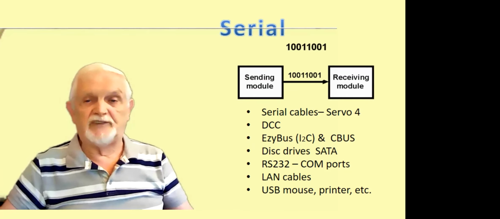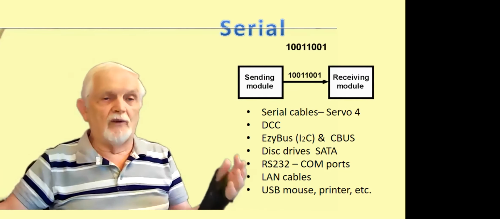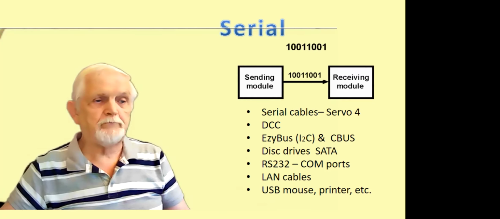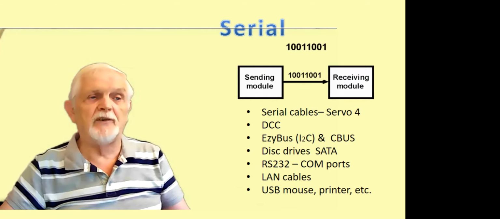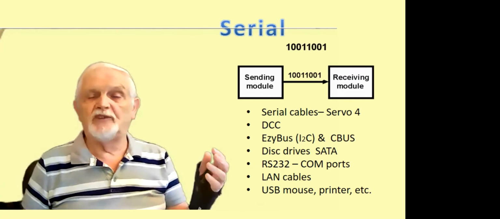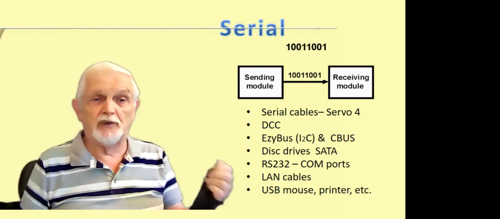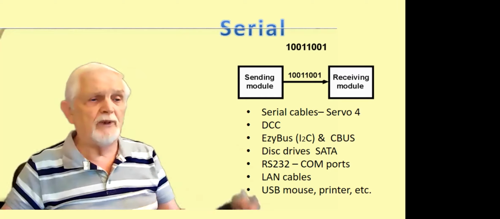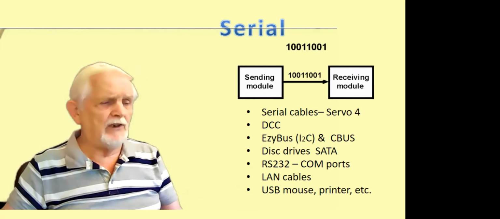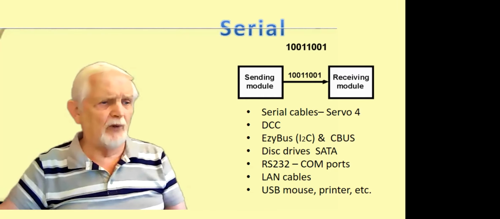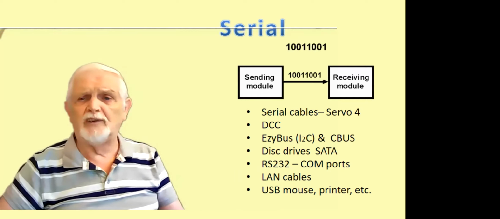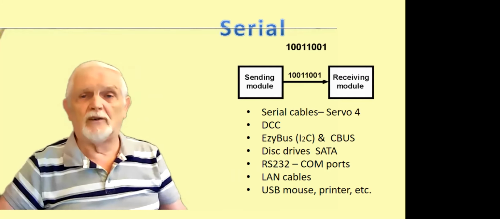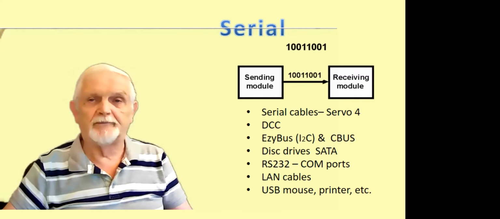EasyBus, C-Bus, DCC, all are sending data serially. Because when we get to serial, we don't have the same problems of crosstalk or skew that we have with parallel wires, and we can go right up to the latest spec. I believe we see USB 4 and Thunderbolt 3 are now talking about running at 40 gigabits per second, which would just never ever work with a parallel system.